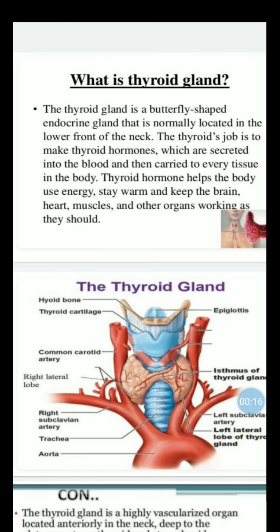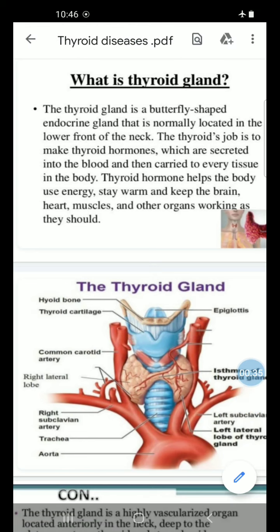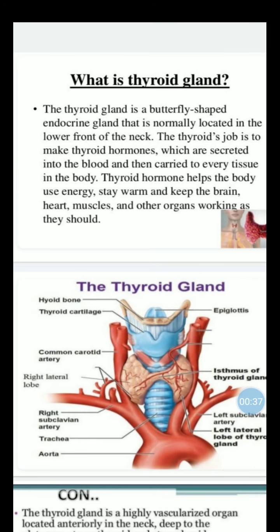This is a butterfly shaped endocrine gland. So what is the location of this gland? The thyroid gland is located in the lower front of the neck.